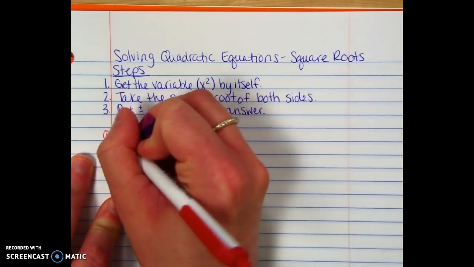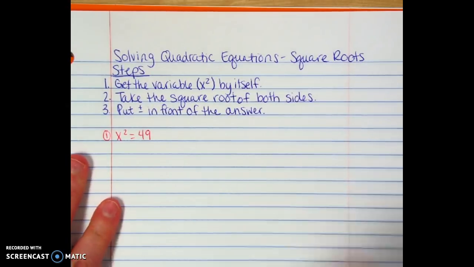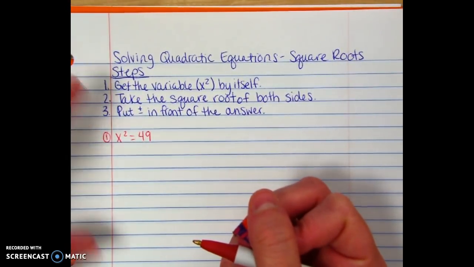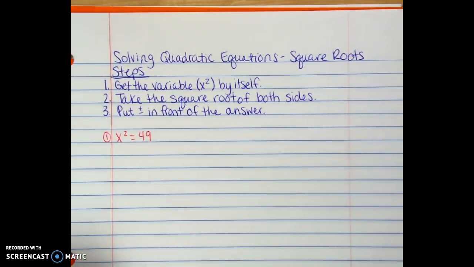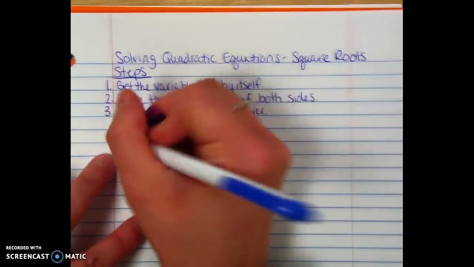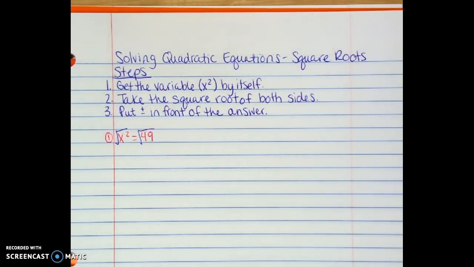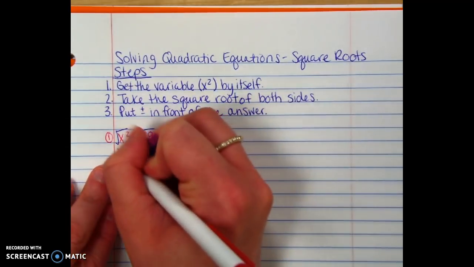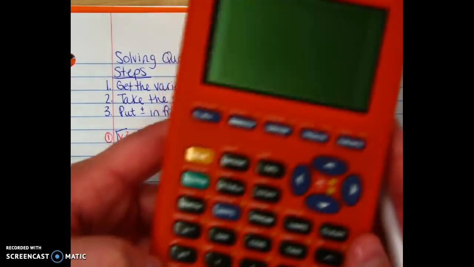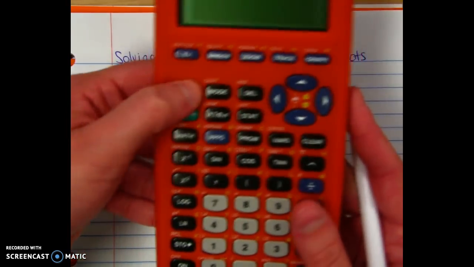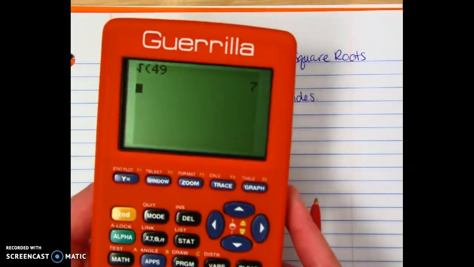Let's see, the first one will be x squared equals 49. Okay, so step 1 would be to get the variable by itself. It already is, so I can move on to step 2, which is to take the square root of both sides. And hopefully you know the square root of 49 is 7, but if not, you can use your calculator. The square root button is the second button, and then x squared. And then you would do 49.